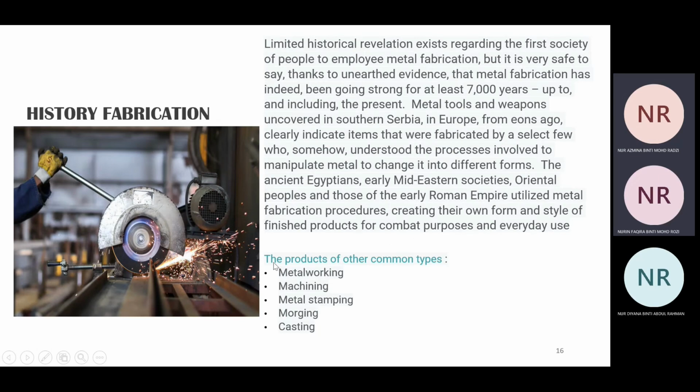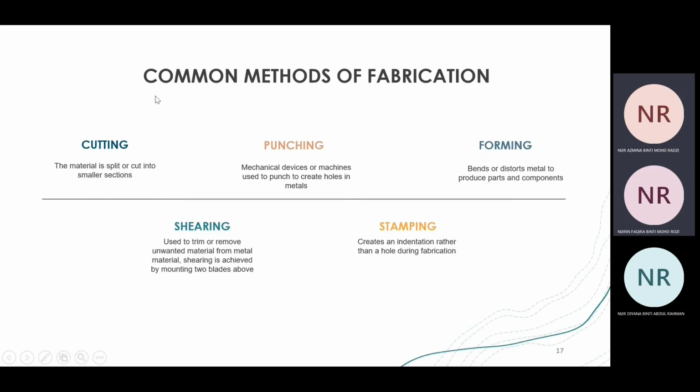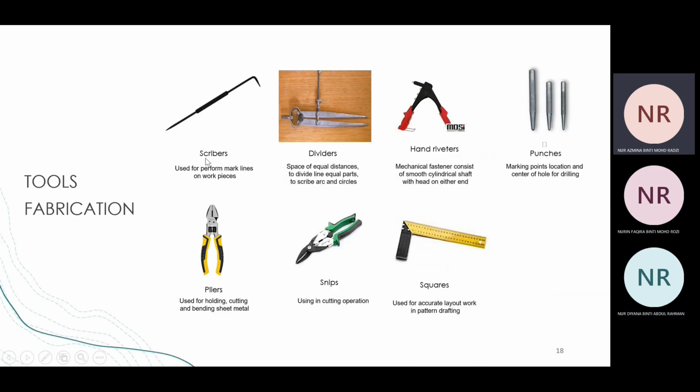The other common types of fabrication: first, metalworking; second, machining; third, metal stamping; fourth, forging; and lastly, casting. Methods of fabrication, there are a few. Number one is cutting, punching, forging, shearing, and stamping. Next, tools for fabrication. First, scriber used for marking lines on workpieces, dividers, hand riveter, punches, pliers, snips, squares.